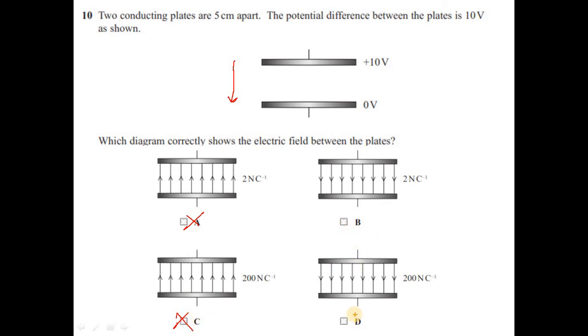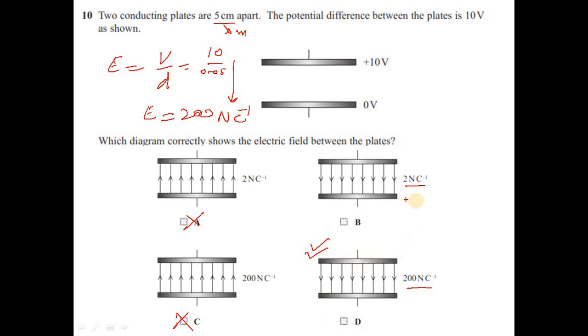Now we need to decide between B and D, on the basis of the magnitude of the electric field. Between the two plates, the electric field E is V upon d. V is 10 divided by d. d is 5 centimeter, which should be converted into meter. So 5 divided by 100 is 0.05. So E would be equal to 200 newton per coulomb, or volt per meter. So the option is D.